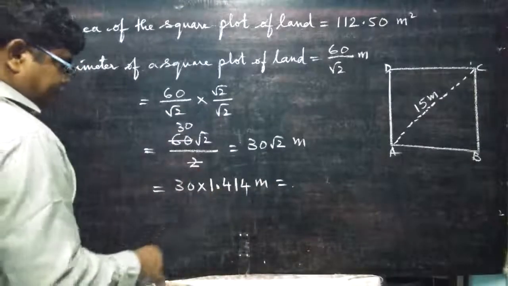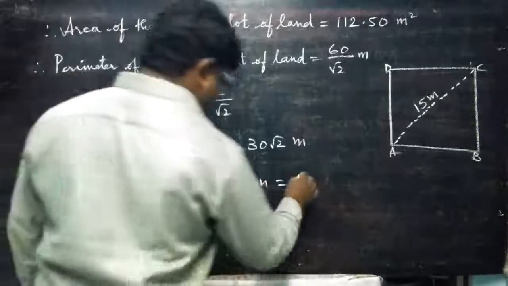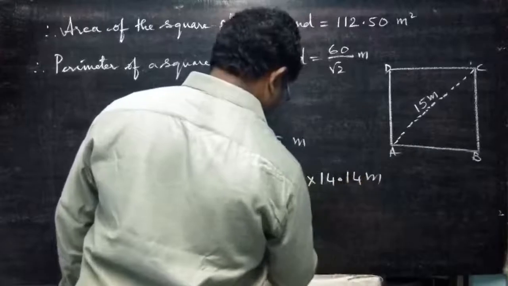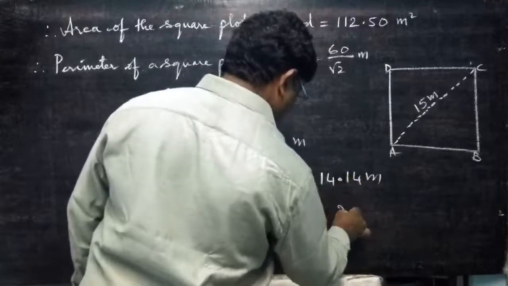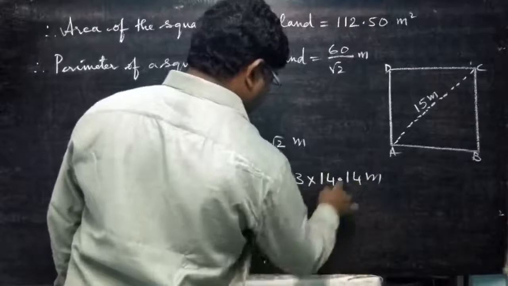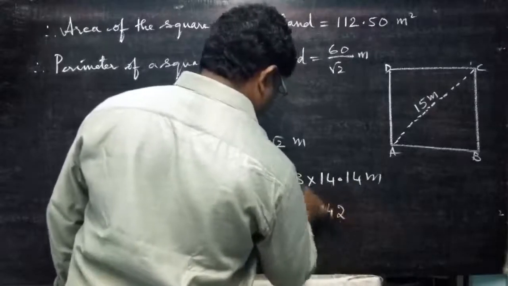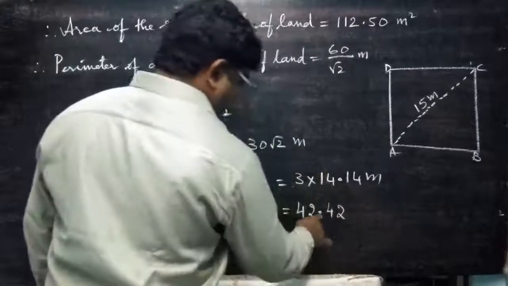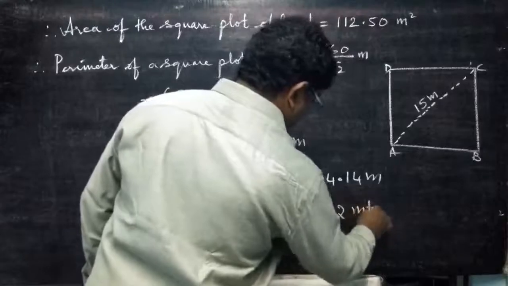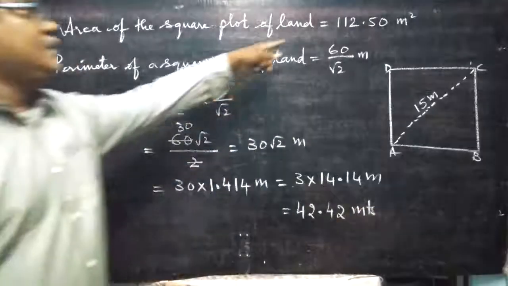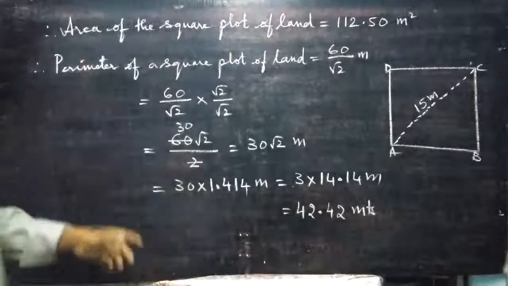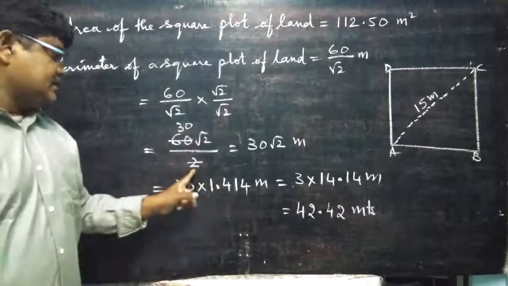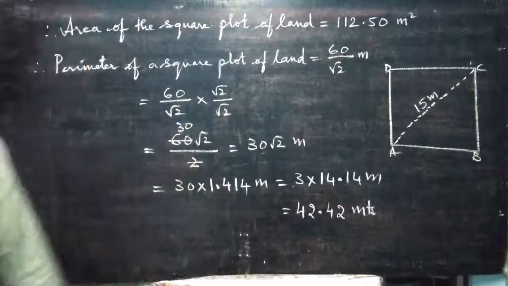That was root 3. 0 is there, so the decimal will move. 30 into 1.414 gives 14.14, so 3 into 14.14 meters. Multiply: 4 3s are 12, 1 remaining. 3 1s are 3 plus 1, 4. 3 4s are 12, 1 remaining. 3 1s are 3, plus 1, 4. So 42.43 meters. They asked to find up to 2 decimal places. We got 2 decimal places in the area, and in the perimeter also. This is the way of changing an irrational into rational and then into decimal. This is the answer.